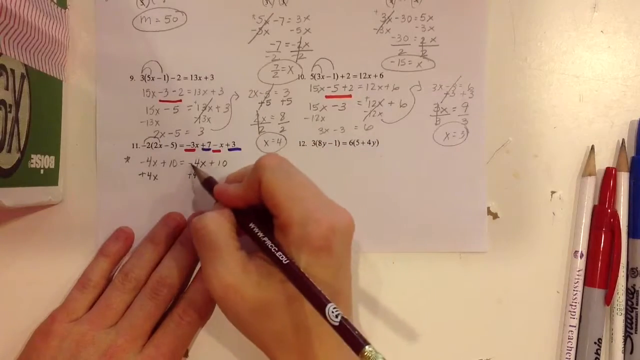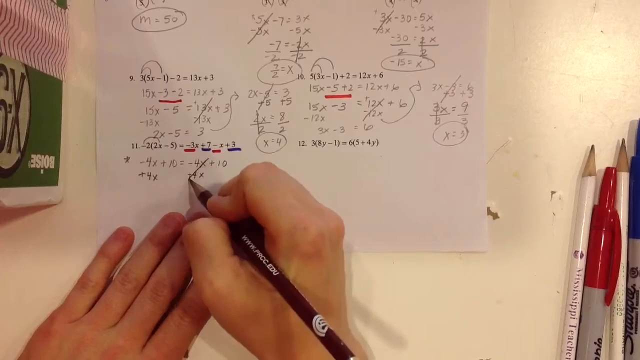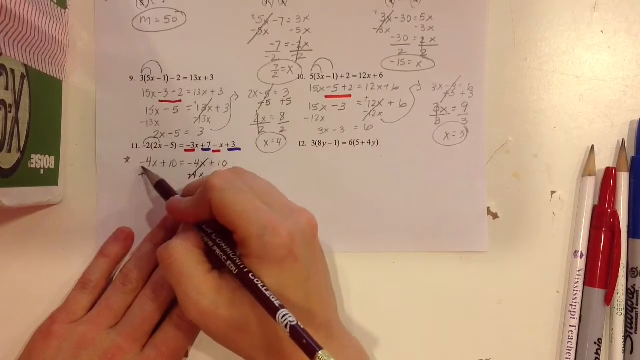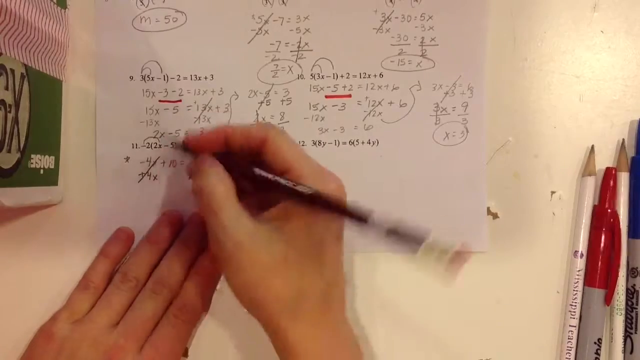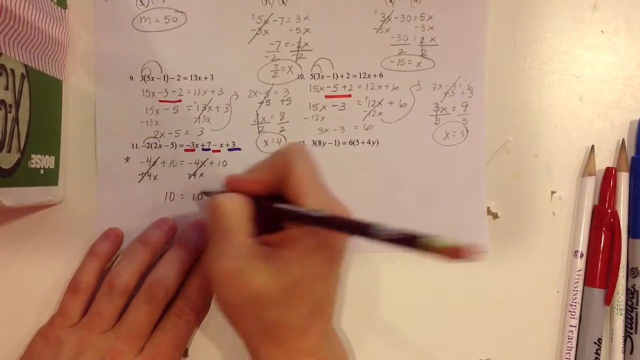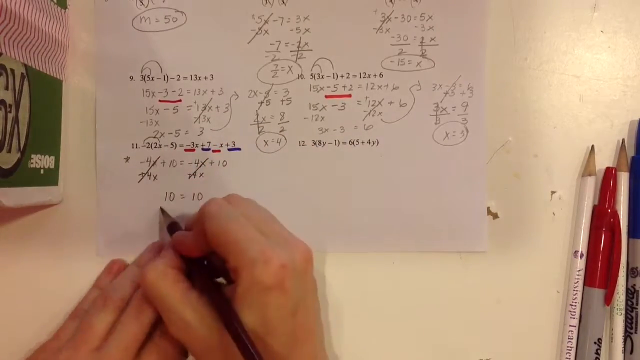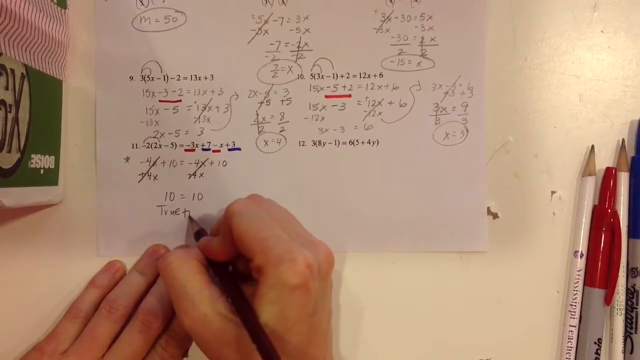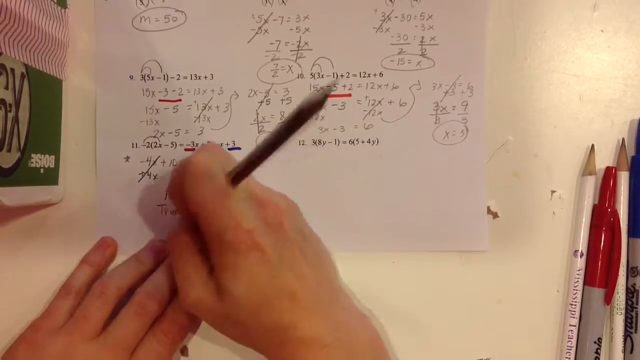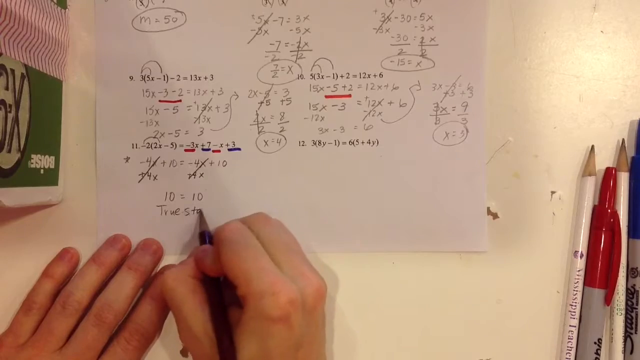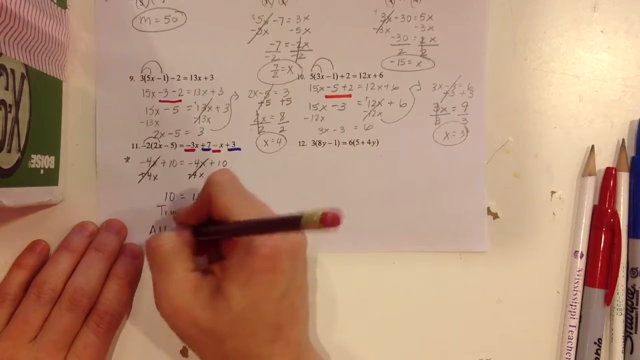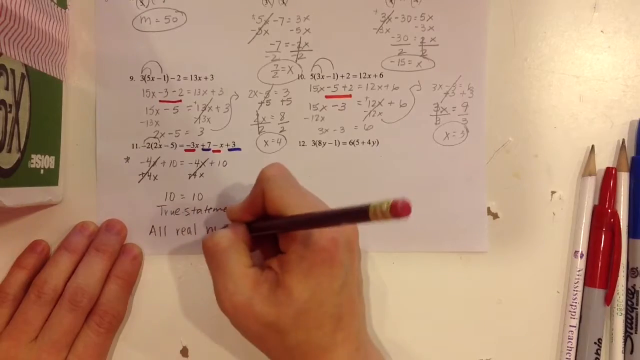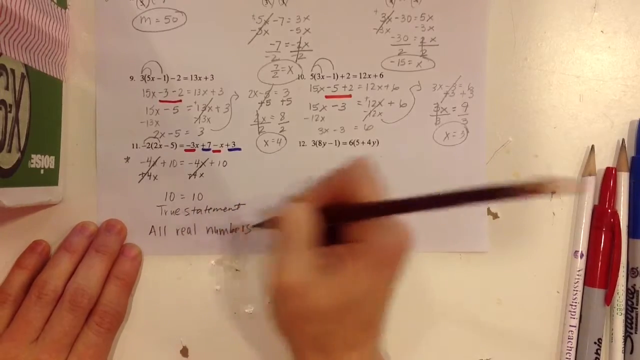So I have a negative 4x and a positive 4x. It's going to cancel on this side. And notice I have a negative 4x and a positive 4x. That cancels on this side as well. That gives me 10 equals 10. 10 equals 10 is a true statement. And anytime you have a true solution or a true statement like this, this indicates that you have all real numbers as your answer.